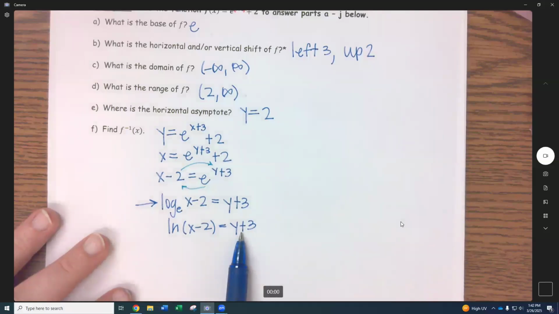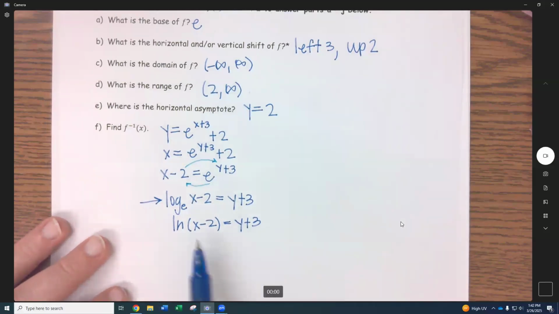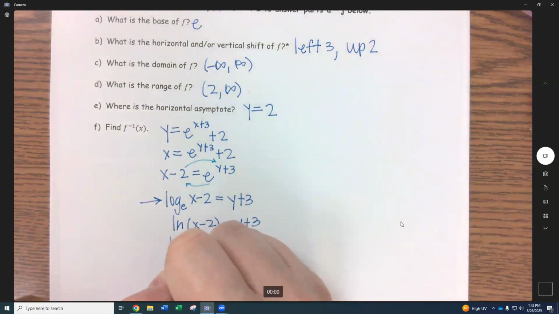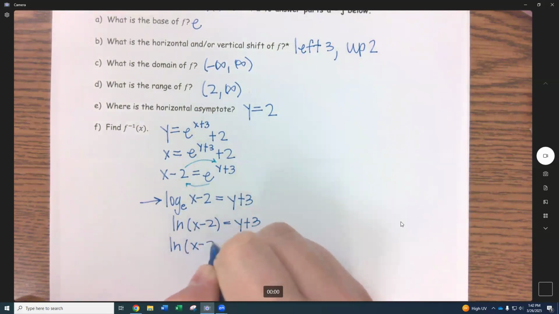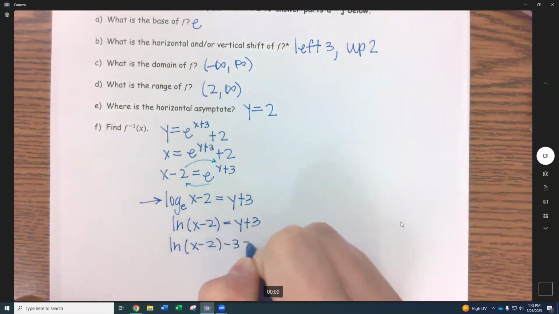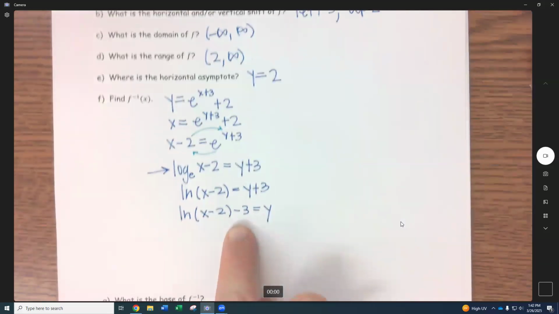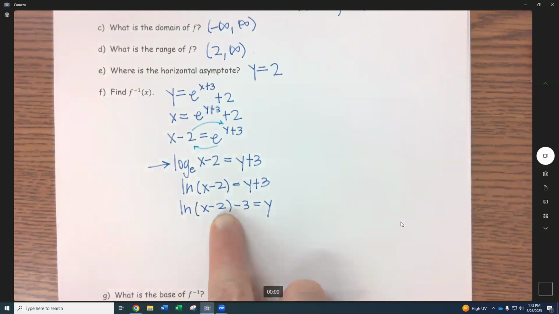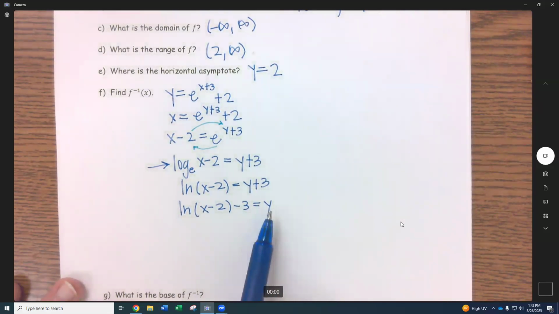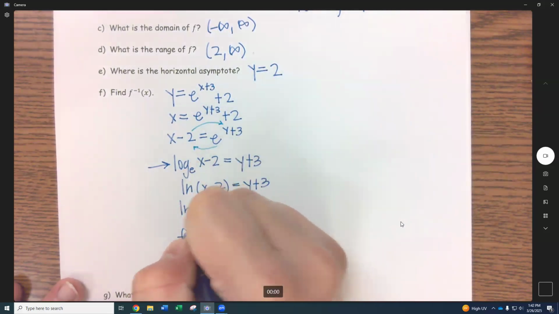We still haven't solved for y, but now I can get y by itself. We'll subtract that 3 over. Okay, you notice that minus 3 does not go in the log, and I'm not combining that. That does not become a minus 5. One is inside, one is outside. And then last step is to change your y into inverse function notation.